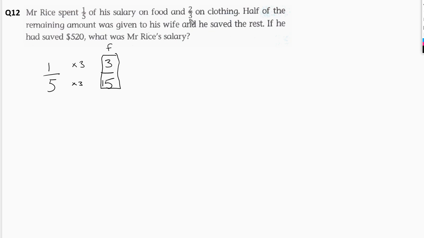And he spends 2/3 on clothing. Well, we're going to do 2/3. We are also going to change to fifteenths. So that's fifteenths. How do we get from 3 to 15? Well, we multiply by 5, and we do the same with the numerator. 2 times 5 is 10. Okay, so that is what is spent on clothing.